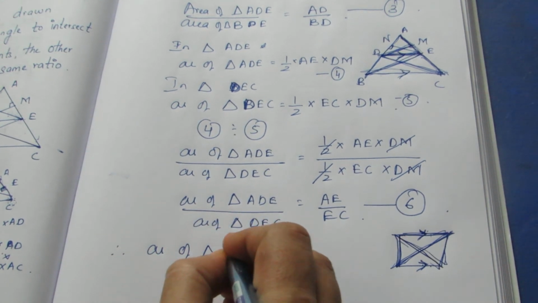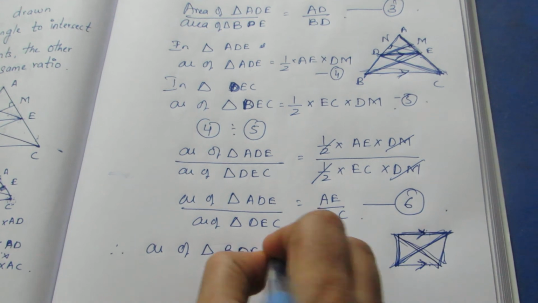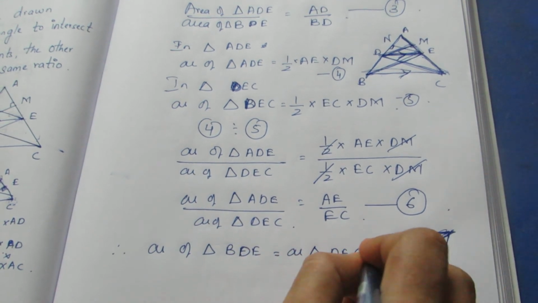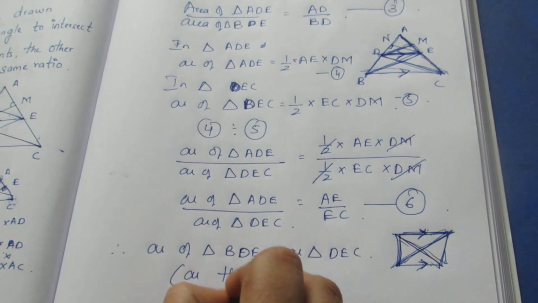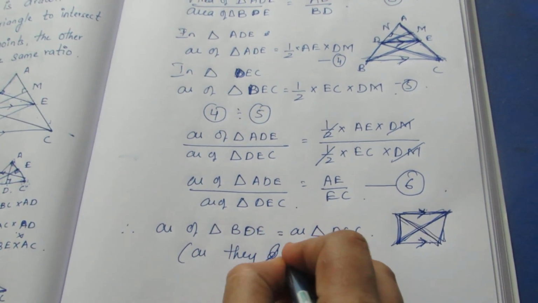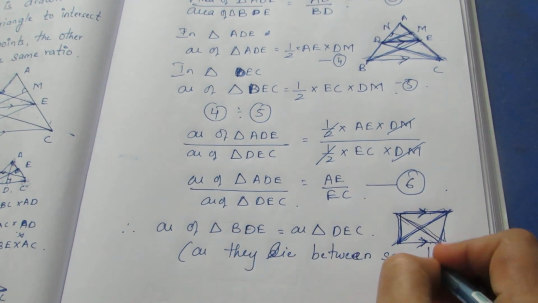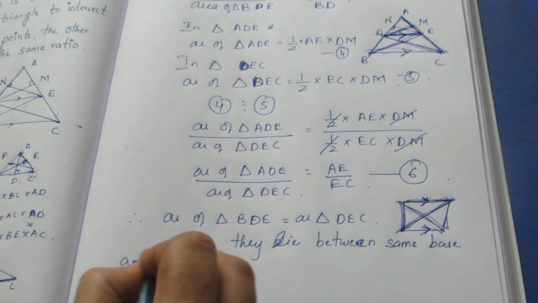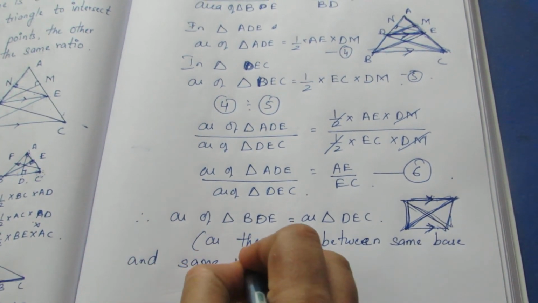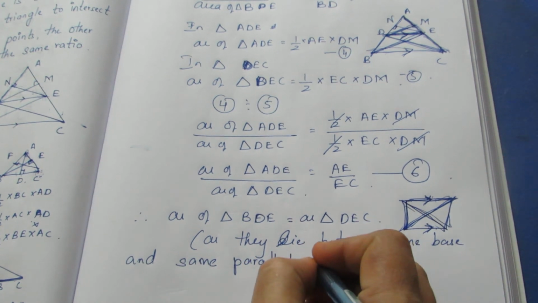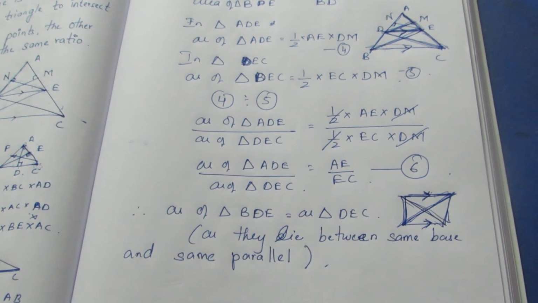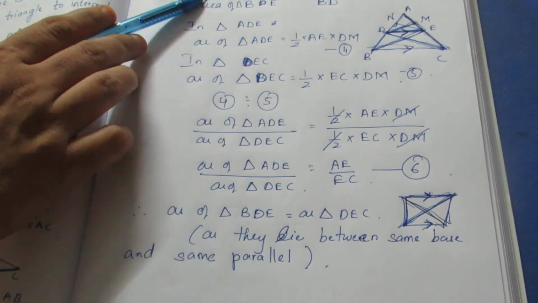We can write it, they are equal, then we will write the reason. Area of triangle BDE is equal to area of triangle DEC as they lie between the same base and same parallels. If they lie on the same base and between the same parallels, then their areas will be equal. From this we know that these 2 are equal.